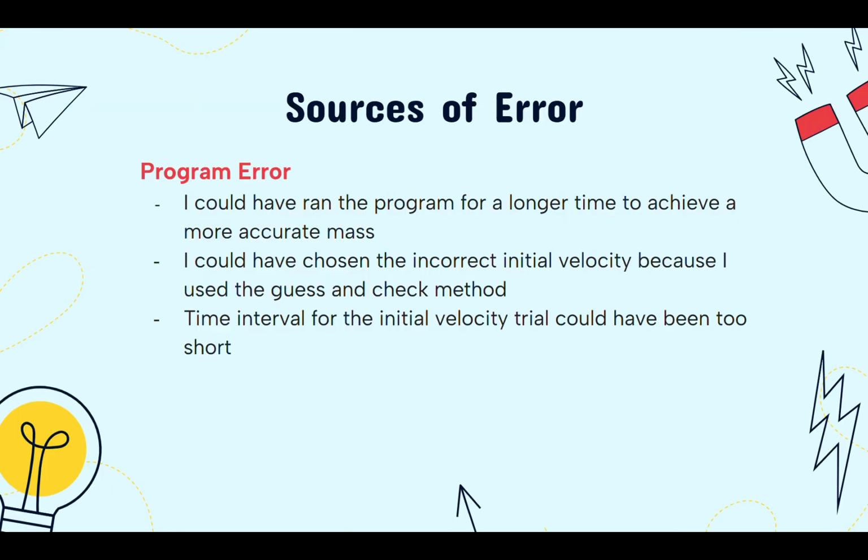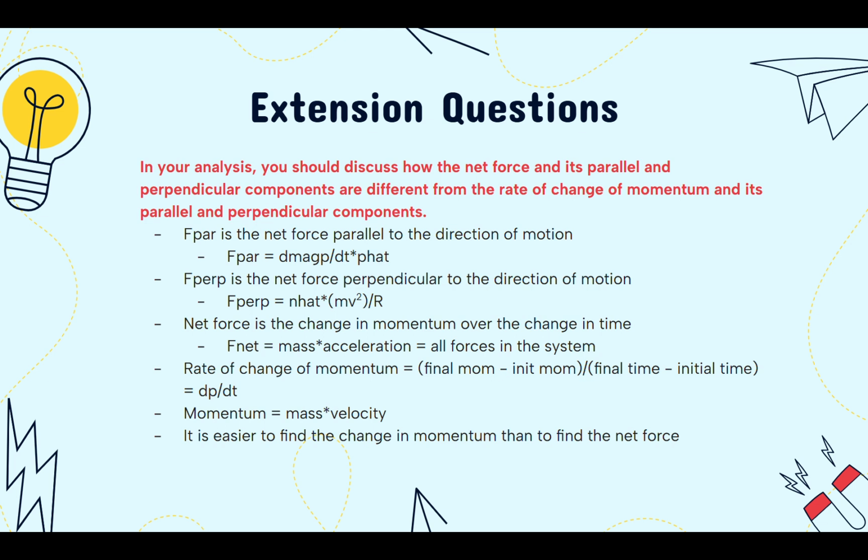Possible sources of error include that I could have run the program for a longer time to achieve a more accurate mass, and also I could have chosen an incorrect initial velocity because I used the guess and check method to find this initial velocity. And finally, the time interval for the initial velocity trial could have been too short.